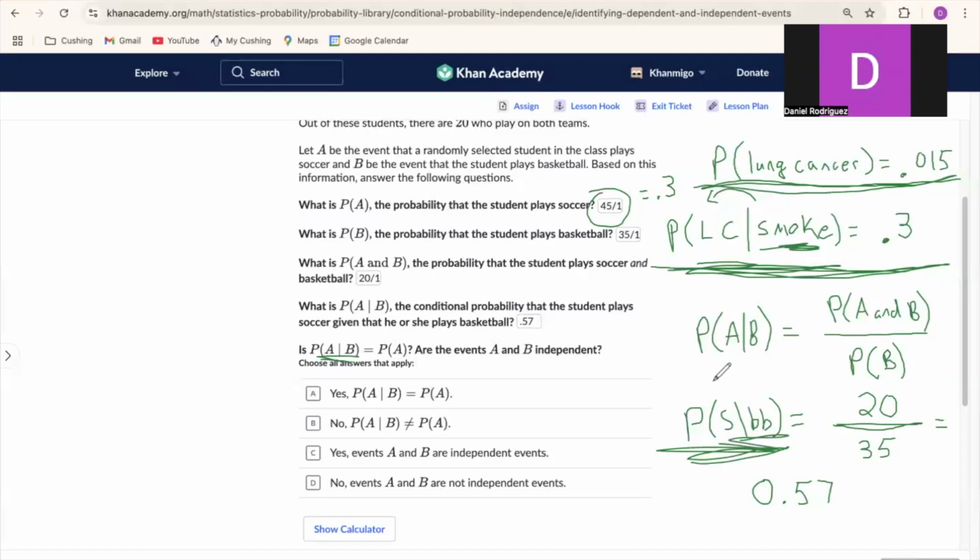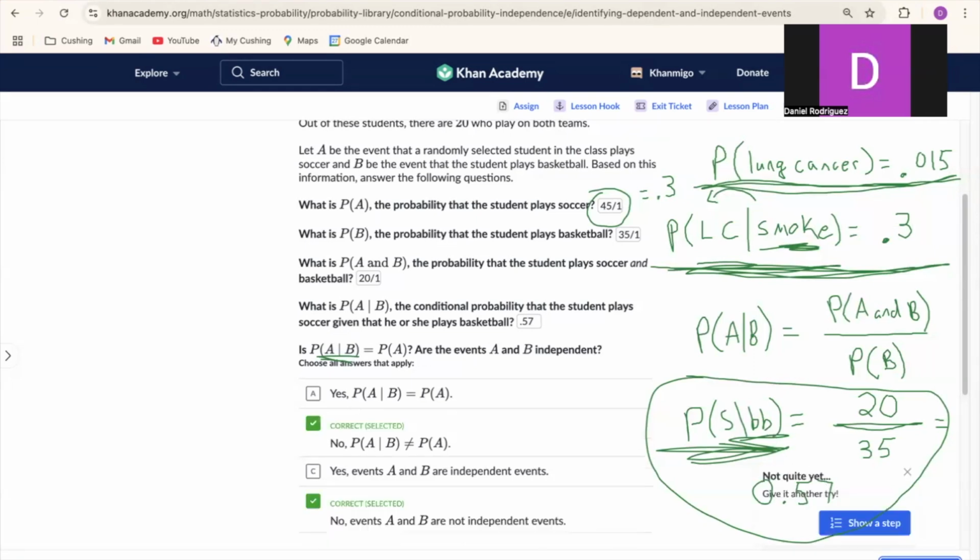If you pick a random basketball player, that's what this is. If I pick a random basketball player, there's a 57% chance they play soccer. So if I know that someone is a basketball player, I know they're more likely to play soccer as well. That is telling me that these events are not independent. So I'm going to say they are dependent events. The probability of A given B, soccer given basketball, does not equal the probability of A, soccer. 30% compared to 57%. So those conditional probabilities are not equal, and that's telling me that the events are dependent, meaning that one affects the other. If you play basketball, you're more likely to play soccer.